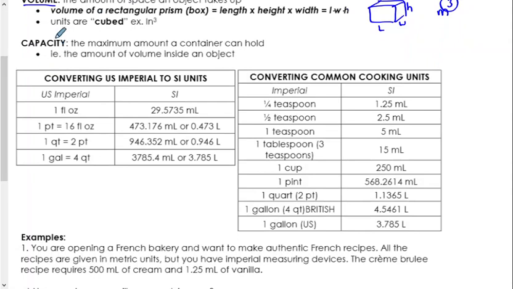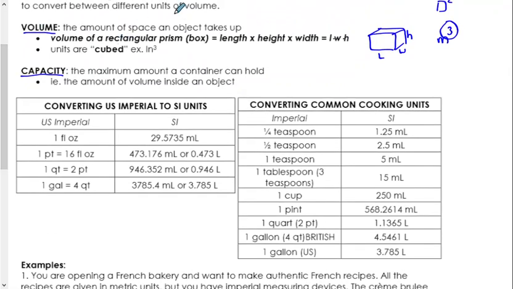Now capacity is a little bit different. Capacity is the maximum amount a container can hold. So you have this amount of space, that is your volume. How much stuff you can fit in that space is your capacity.